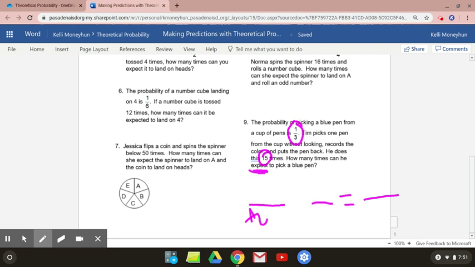Why am I writing so badly today, y'all? I don't know.